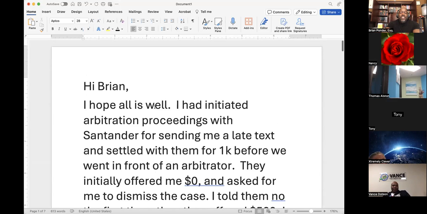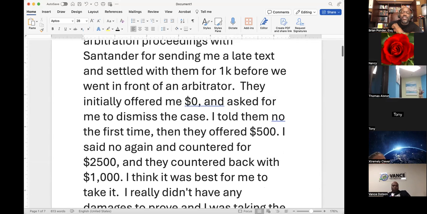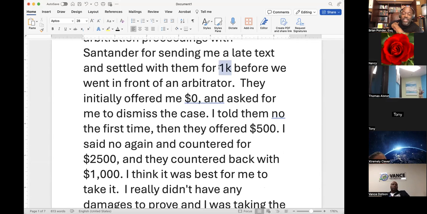I'm supposed to be reading this. Okay. Initiated arbitration with Santander for sending me a late text and settled with $1,000. That's great. Y'all making money. First of all, let's get a round of applause.